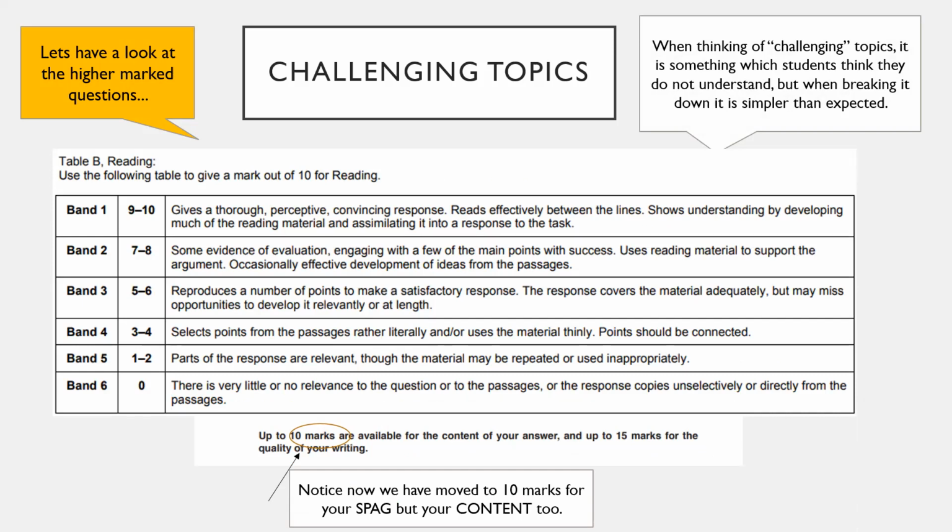As we can see, band 1 really gives a thorough, perceptive, convincing response, reads effectively between the lines, and shows understanding by developing much of the reading material and assimilating it into a response to the task. So here they're really emphasizing that they didn't copy exactly what was written in the passage, in the material. They changed it into their own words. That's really important to do.